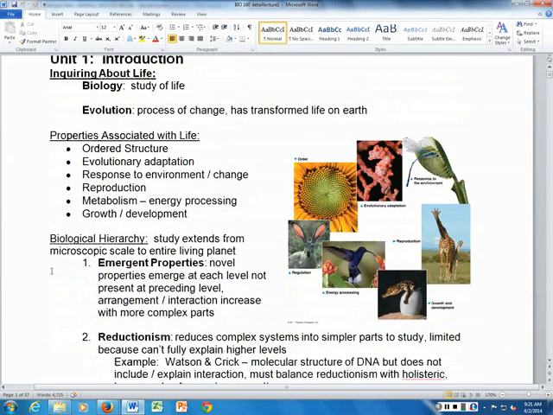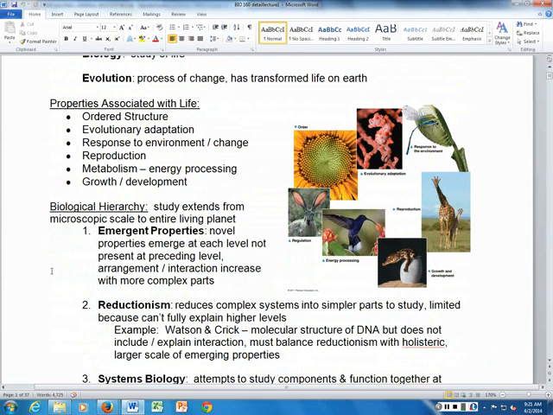So when we look at life, one of the things we know is that it always has ordered structure. It's not random. You don't just get randomly all of your body parts. We all have eyes up here, nose here, mouth here. We don't have some people with an eye here and one on their backside. It's ordered, and it's the same in everyone.